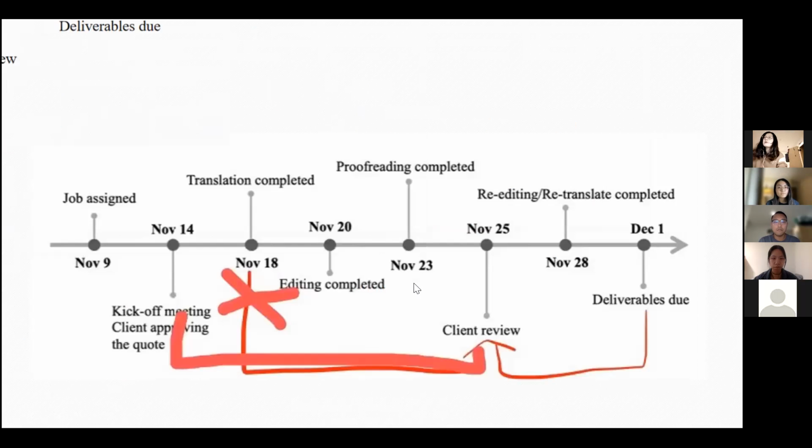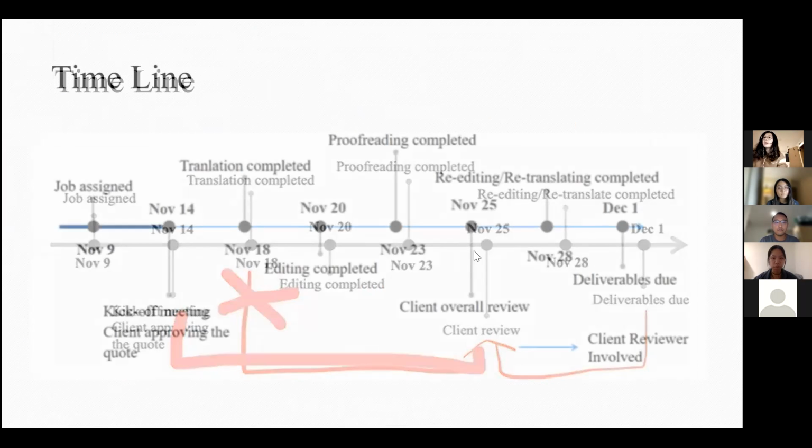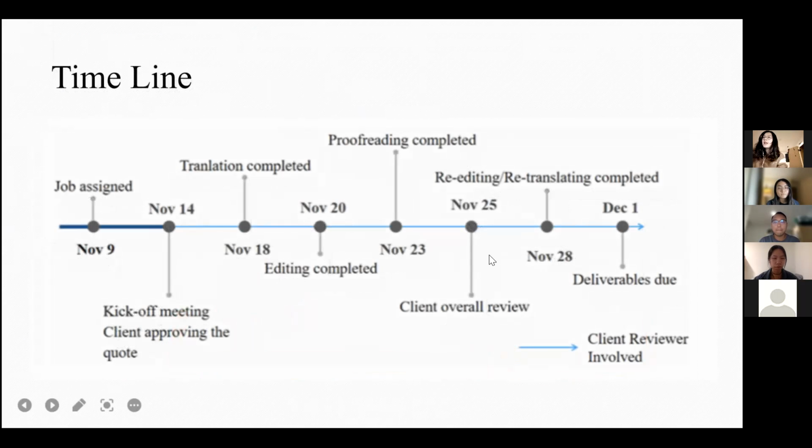So in order to change that, we came up with the idea that we should put a bracket in, suggesting during what process the client reviewer is involved. Finally, we came up with this version. We use different colors to show in what steps the client reviewer is involved. And the color blue matches our color on the proposal.